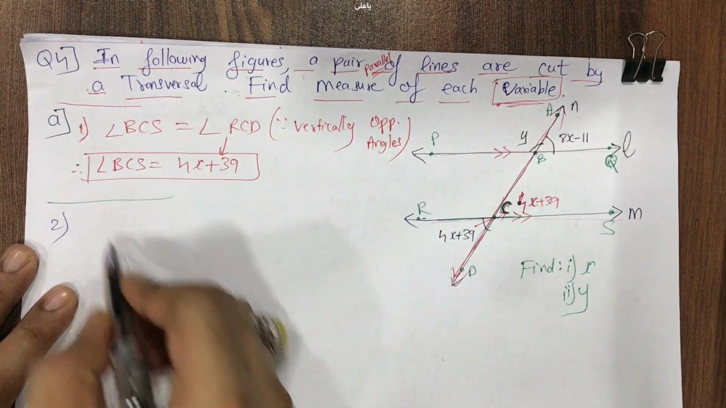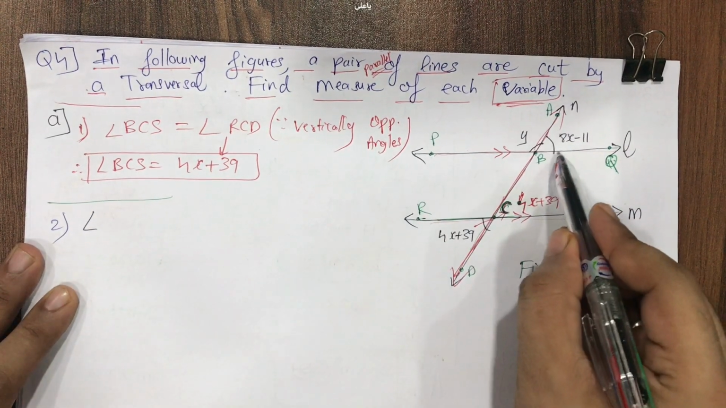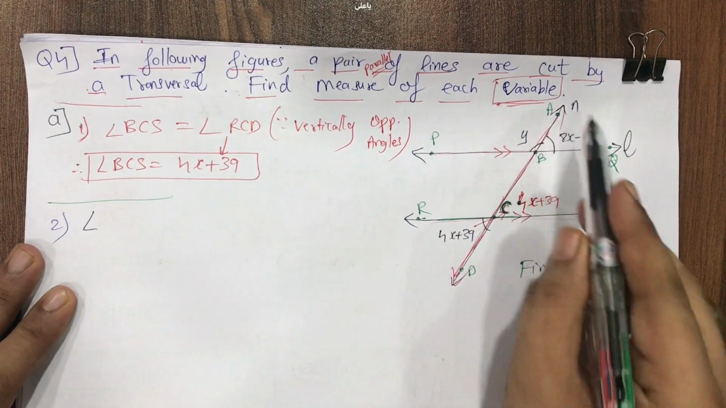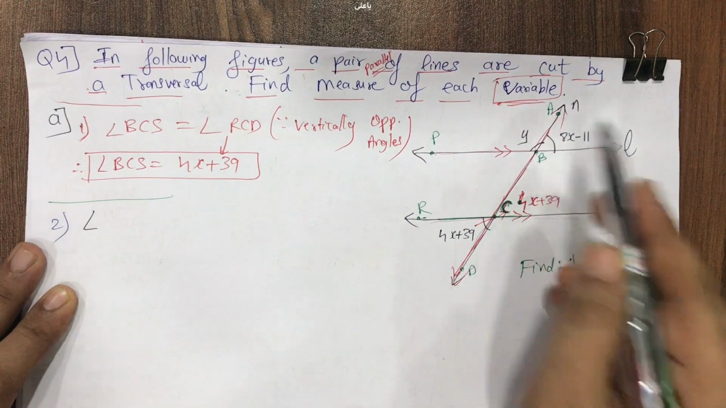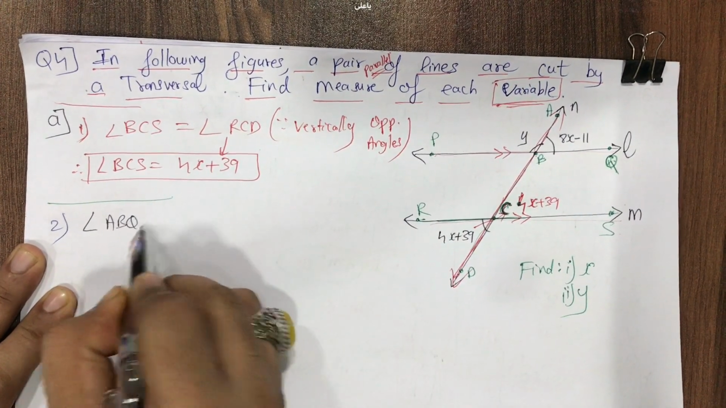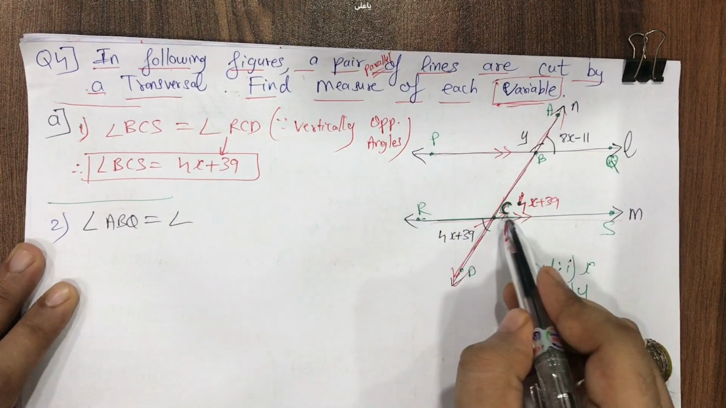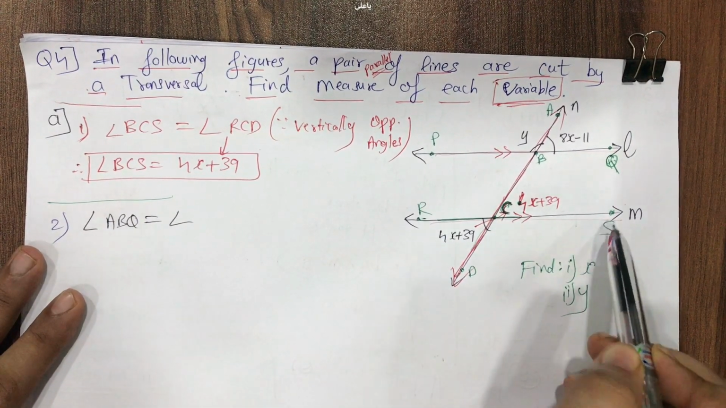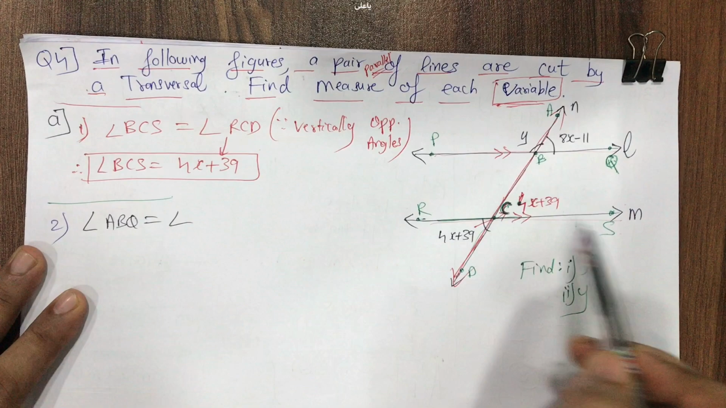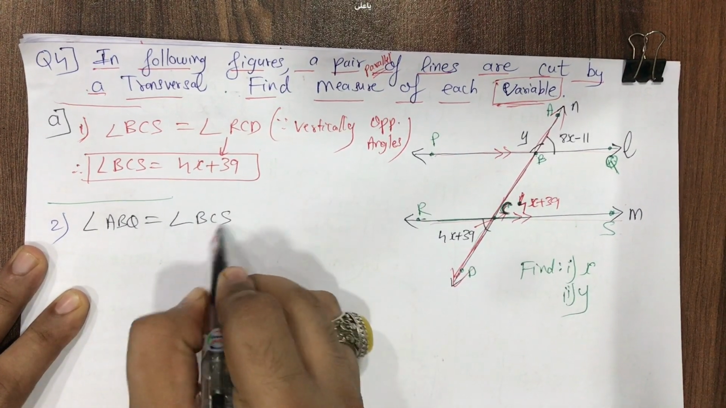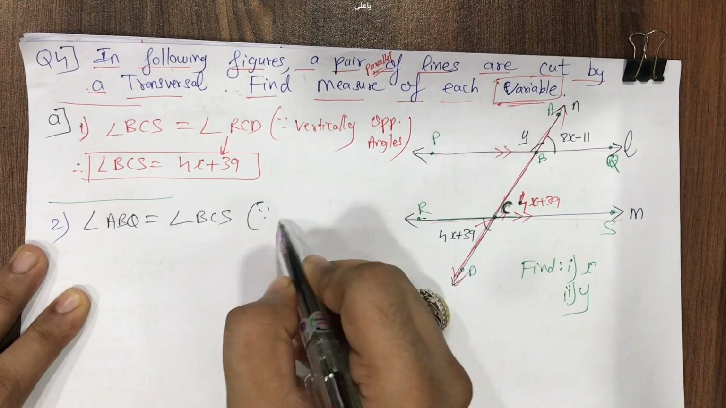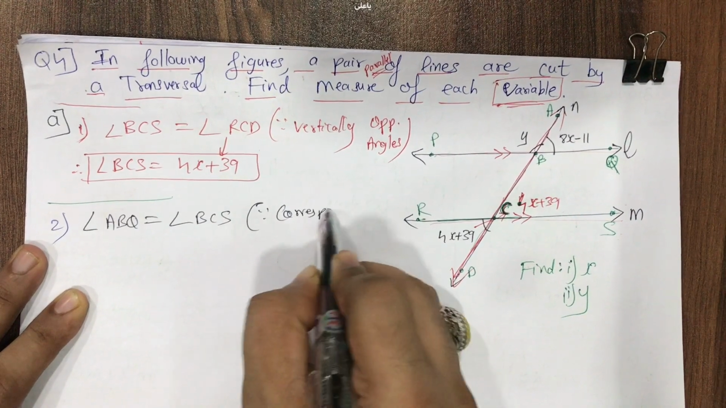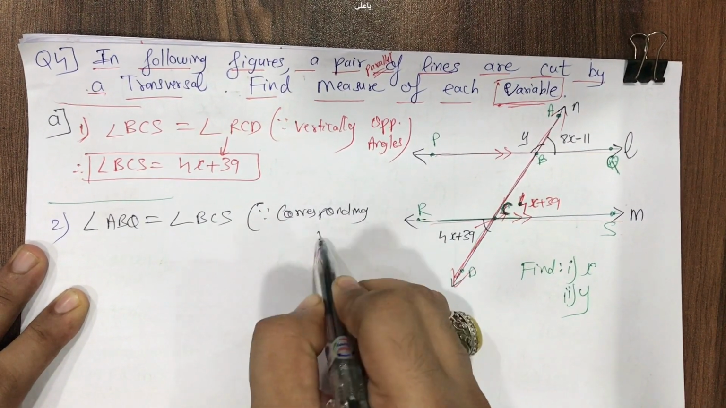See here, all of you. The name of this angle is not B, its complete name you have to write ABQ, or you can write QBA. Angle ABQ is equal to angle, you will not write angle C, you have to write BCS, or you can write CSB. I'll write angle BCS. Reason: corresponding angles.